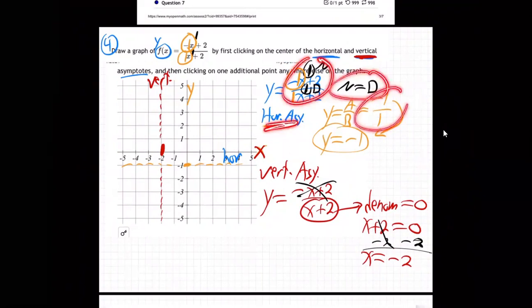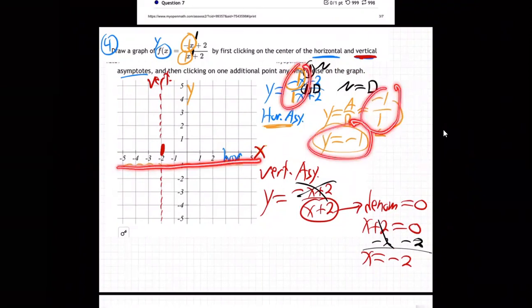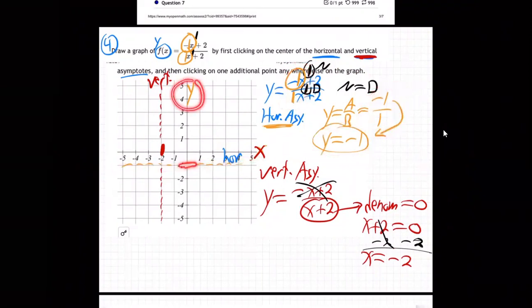If they're equal, it's just a over b, where a and b are the numbers in front of the highest power term. So it's negative 1 over 1, y equals negative 1. So y equals negative 1 goes through the y-axis at negative 1. There it is. And then the vertical asymptotes are denominator equal to 0.